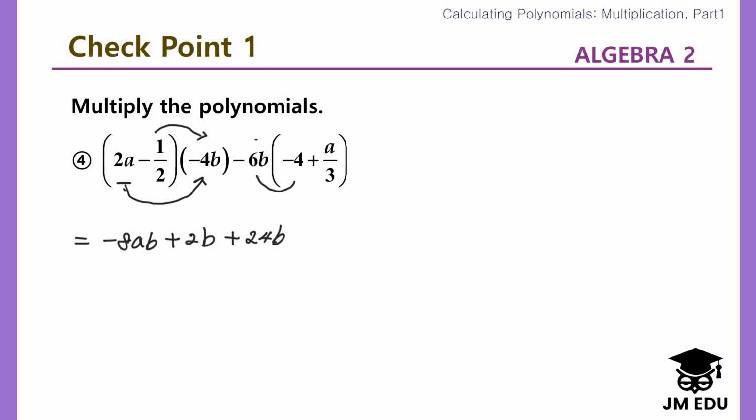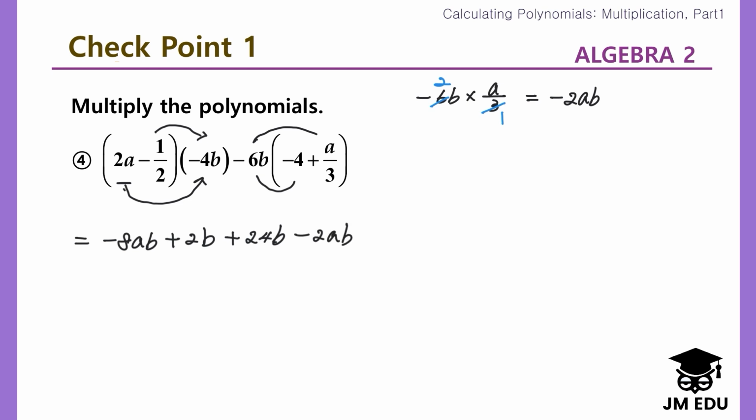Negative 6b times a over 3. Here, that's negative 6b times a over 3. 3 times 1 is 3. 3 times 2 is 6, right? So that's negative 2b times a. That's negative 2ab, right? So we have minus 2ab here.